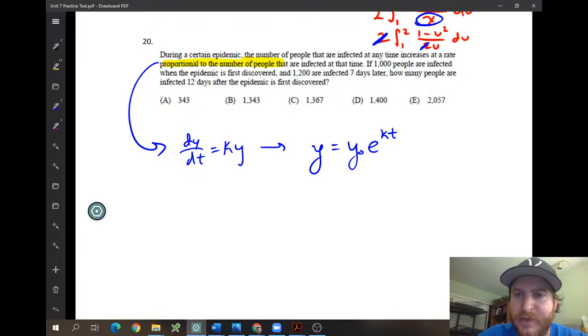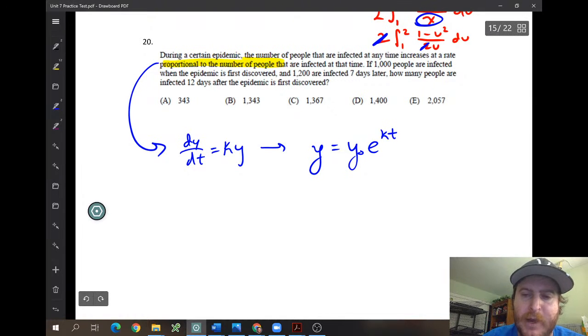So this says if 1,000 people are infected when the epidemic is first discovered and 1,200 people are infected 7 days later, how many people are infected 12 days after the epidemic is discovered? So 1,000 people are infected when it first starts. That's going to be my y naught.